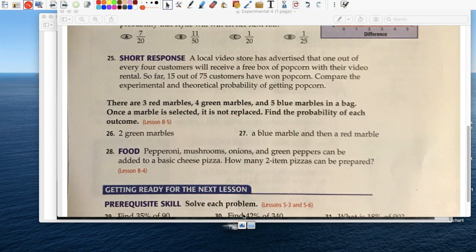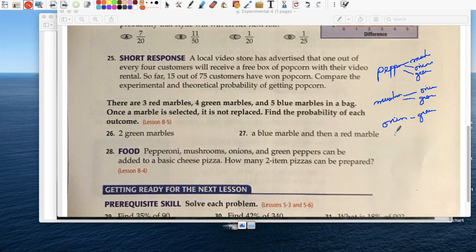Although, hang on a second. I don't think it's 12. Well, we can do pepperoni and mushroom, pepperoni and onions, pepperoni and green peppers. Okay, and then we can do mushrooms. We can't do it with pepperoni because we already used it. We can make mushrooms and onions, mushrooms and green peppers, and then onions. We can't do onions and pepperoni, and we can't do onions and mushroom because those are already done, but we can do onions and green pepper.